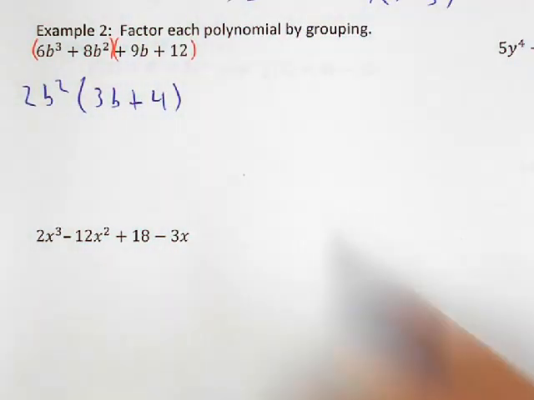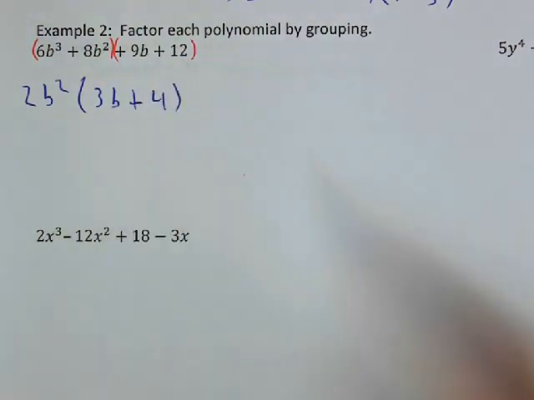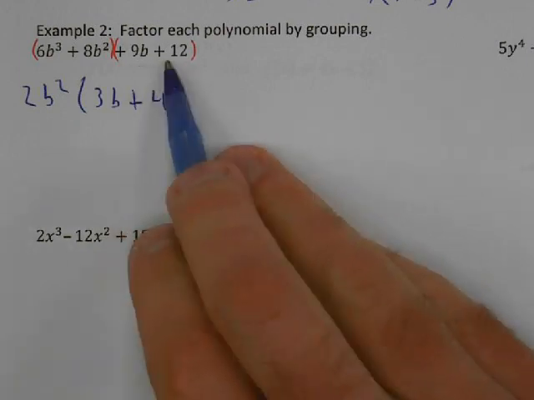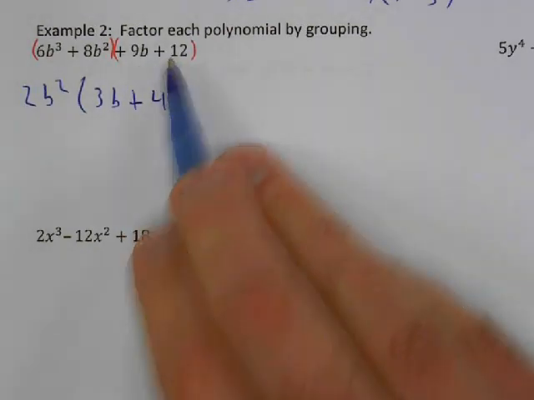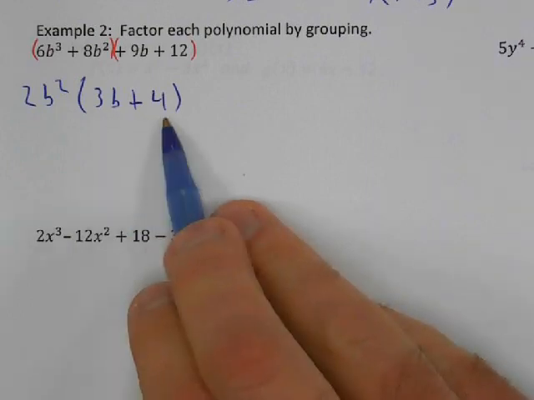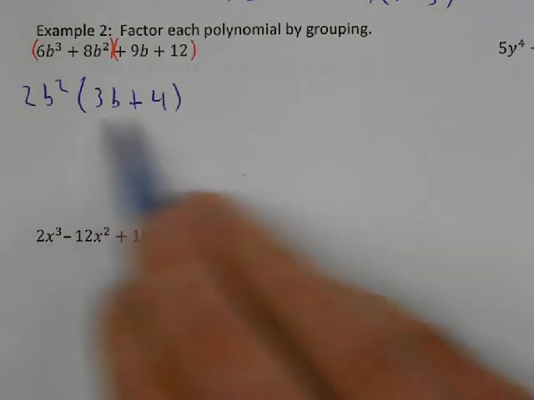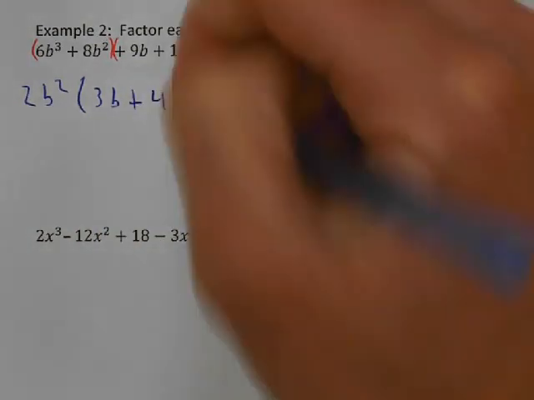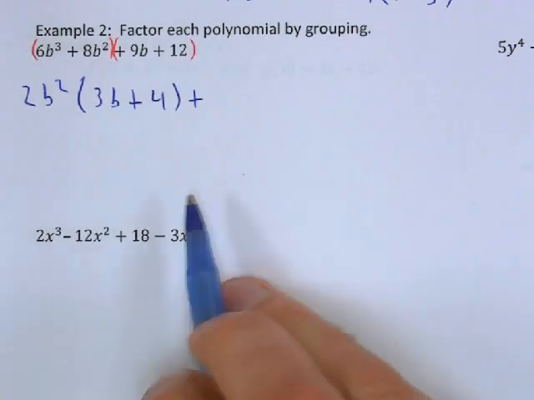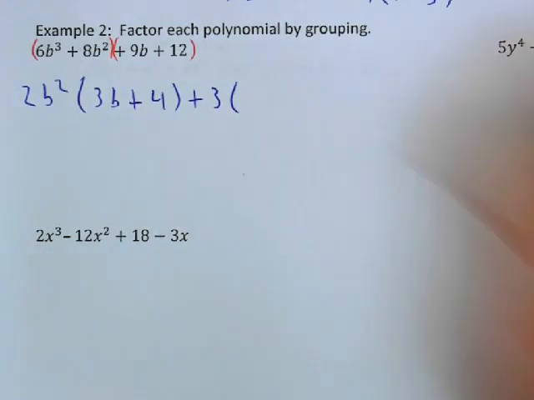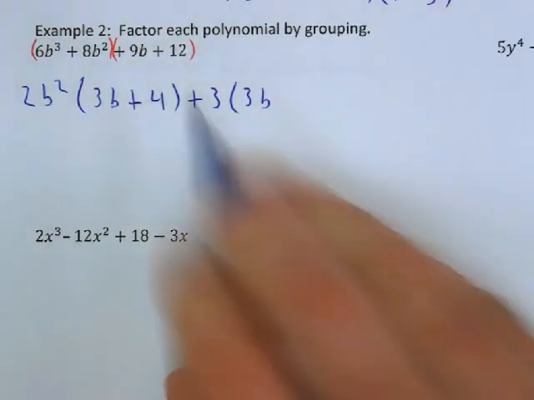All right, and then next, what do 9b and positive 12 have in common? Now, one thing that you want to keep in the back of your mind is when you take out a GCF from the second binomial, what's left over should be the same as this thing here. Sometimes you want to take out a positive number, sometimes a negative number. I don't want my signs to change because these are positive and these are positive, so we want to take out a positive. What is the GCF? Well, 3. And if I take out a positive 3, what am I left with? 3b, and then plus 4.